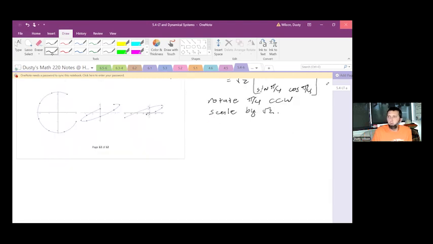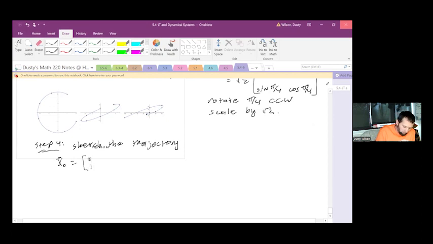So step 4, we want to sketch this trajectory. Step 4, sketch the trajectory. And remember, we were given an initial point. We were given x naught equal to 0, 1. This is our initial state.